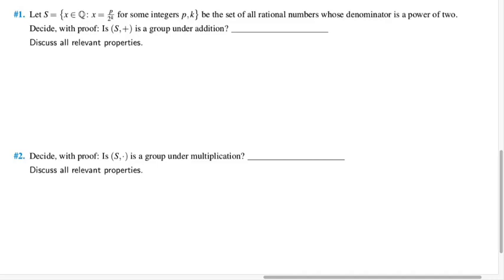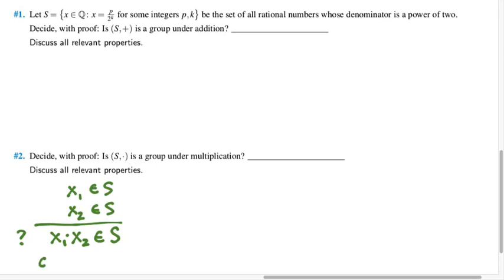Any key insights? So one thing that argues for this being a group under multiplication is that if I have two elements, let's call them x1 and x2, that belong to my set, then what do we need to deduce? We need to deduce that their product, so product in the sense of actual multiplication this time, right, belongs to S, question mark, right? What's the name of that property? That's the closure property.